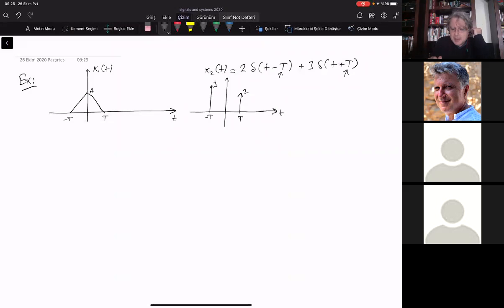So forget it. You shouldn't solve this problem by flipping around and sliding. If you are convolving with an impulse or with impulses, you have to be quicker than trying to flip around and slide. It's simple. In fact, convolution with an impulse is the simplest thing, because if you convolve with delta t, it means you're not convolving with anything.